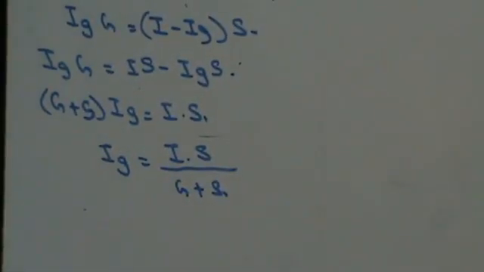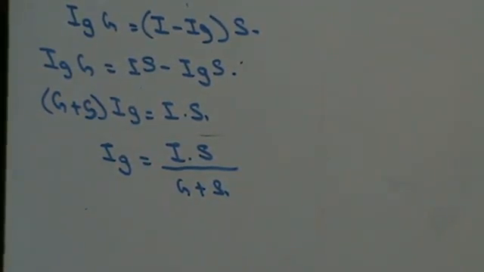Right? This tells you exactly what is the amount of current that will be flowing through the galvanometer. If I connect a shunt across the galvanometer, then this is the exact amount of current, the total fraction of the current that will be flowing through the galvanometer. Right?